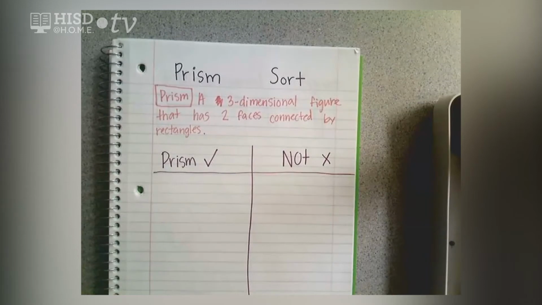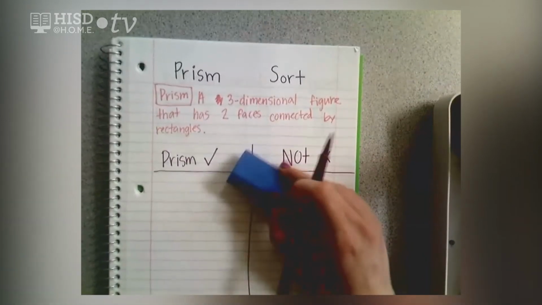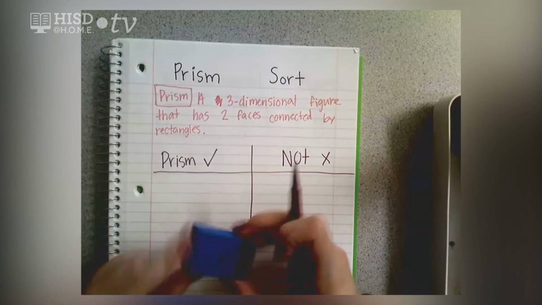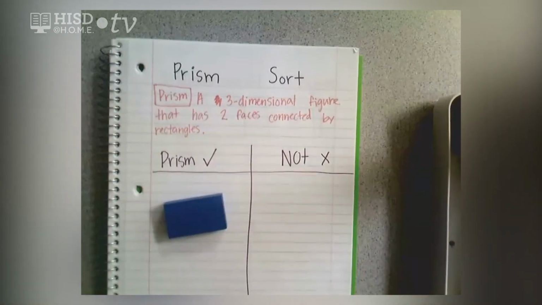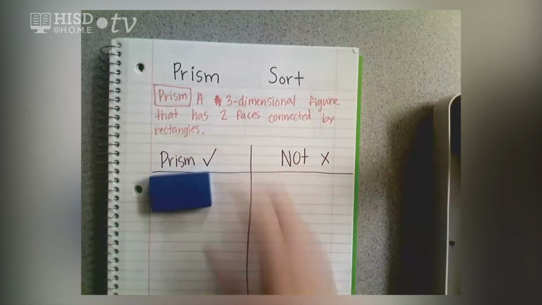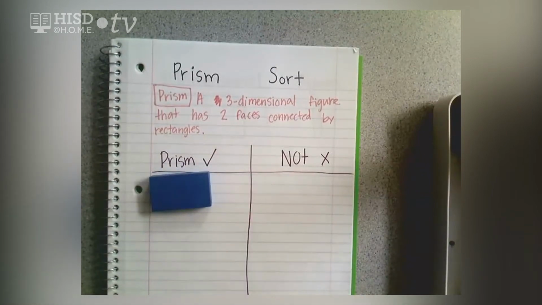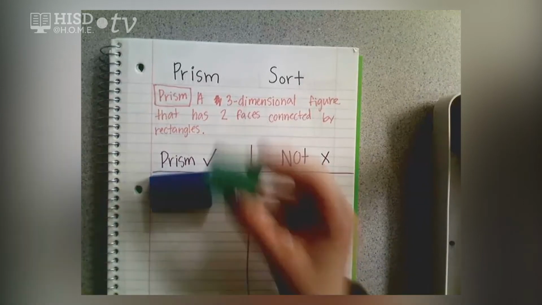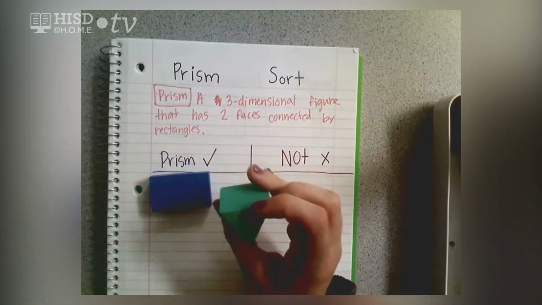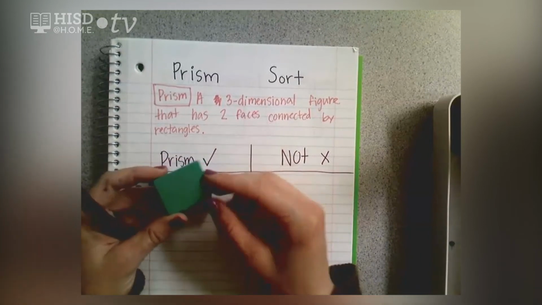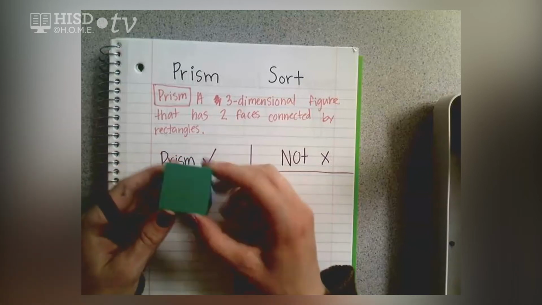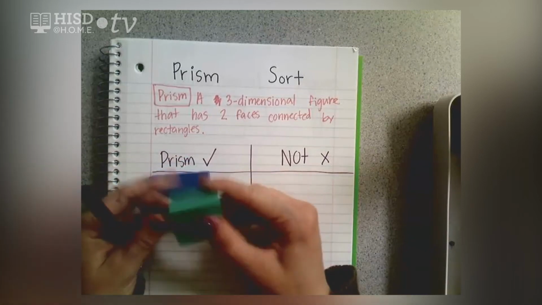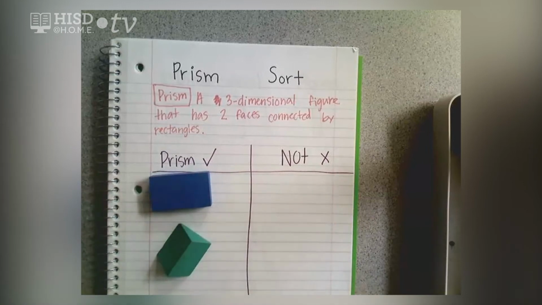Let's look at this figure. Well, I see two faces connected by rectangles, yes? Yes, so this is a prism. What about this? Well, I see two triangles on the ends, but if we look at what connects the triangles, this is 1, 2, 3, 4 sides. They're connected by rectangles. So this is also a prism. It's just a triangular prism.